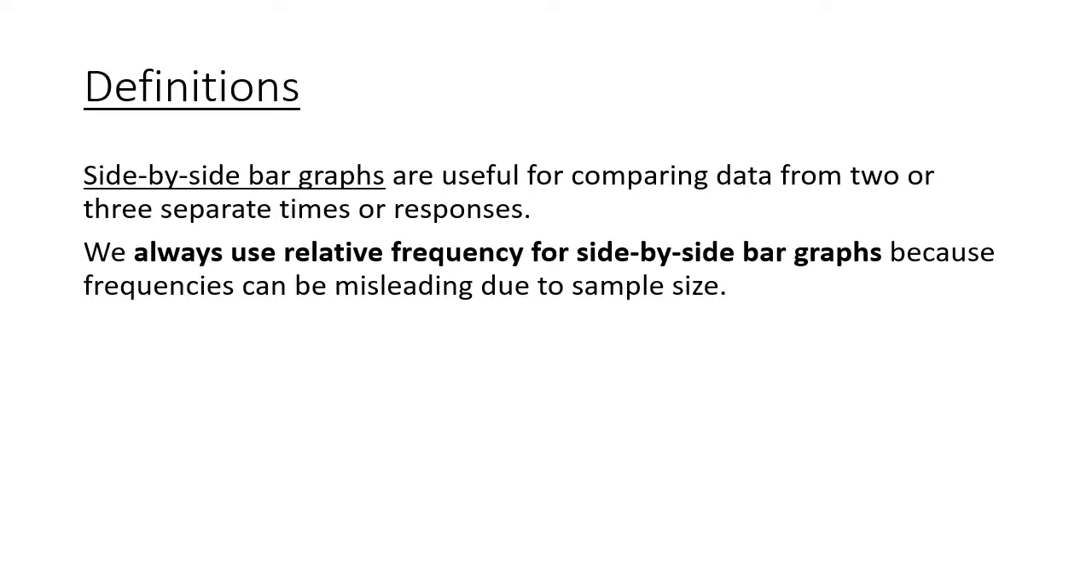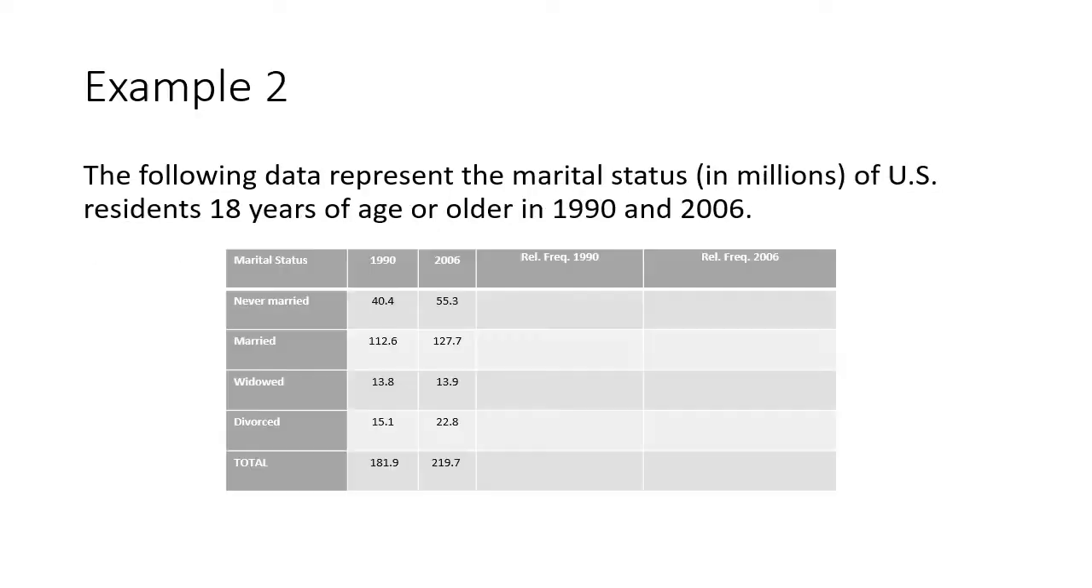The next thing we're going to look at are side-by-side bar graphs. These are useful when you're comparing 2 or 3 separate times or 2 or 3 separate responses, and you want to compare how these things look against each other. Now, we always want to use relative frequency for side-by-side bar graphs because the frequencies can be misleading if we have different sample sizes. And again, with side-by-side bar graphs, we typically don't want to do more than 2 or 3 responses or 2 or 3 separate times, because otherwise it just starts to get crowded and does not look very good.